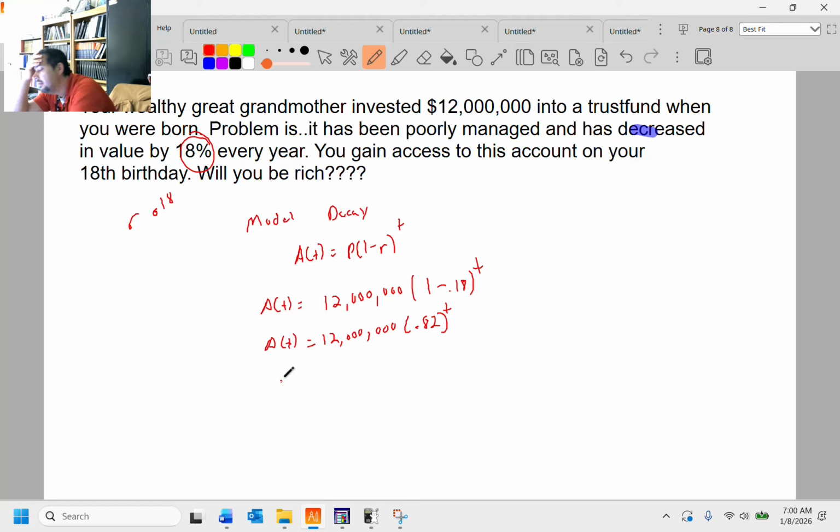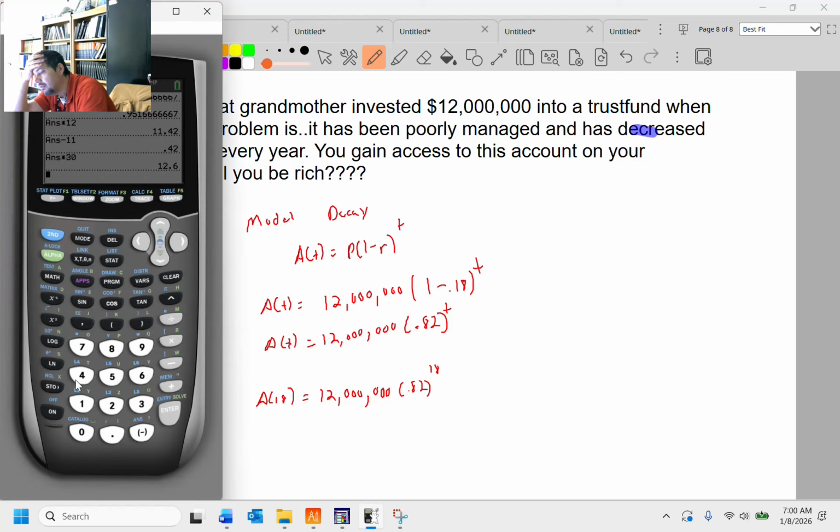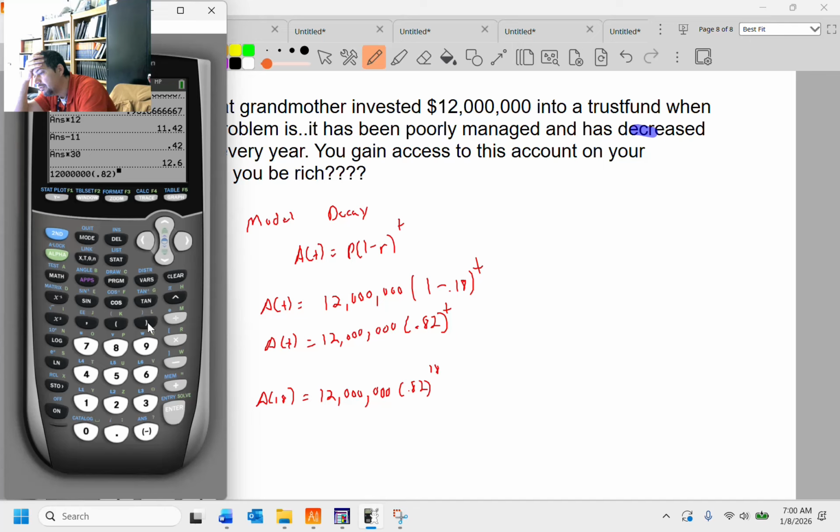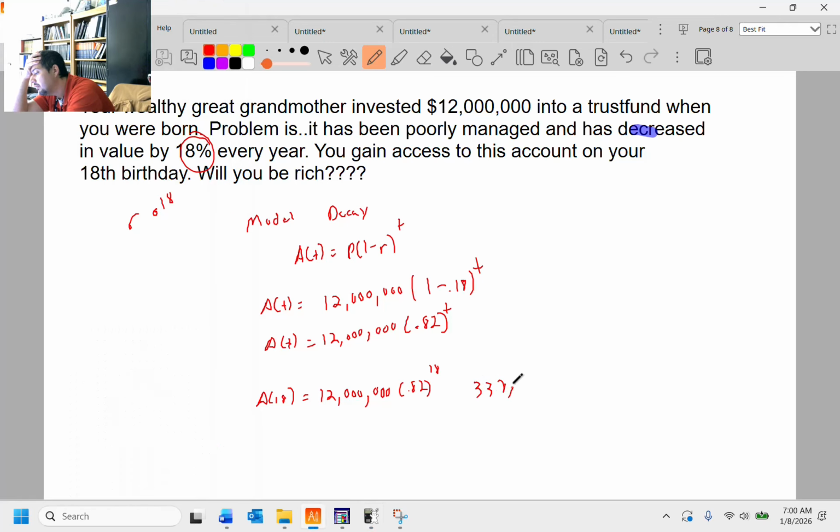Now the question is, you get access to this account on your 18th birthday, will you be rich? So let's find the amount that it's worth in 18 years by simply letting the time be 18. So we got 12 million times 0.82 to the 18th power. You're going to have some cash, but you ain't rich. You can buy you a house, not even that good of one anymore. $337,155. And how many pennies? 76 pennies.